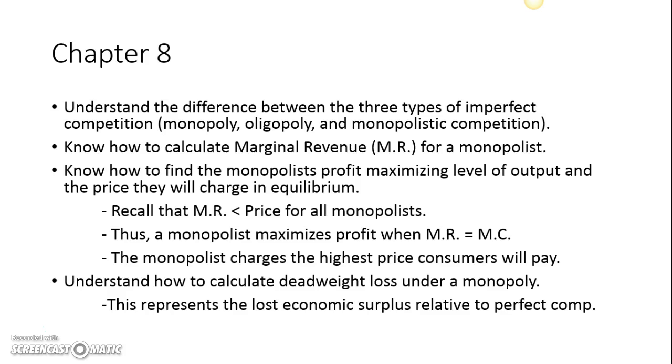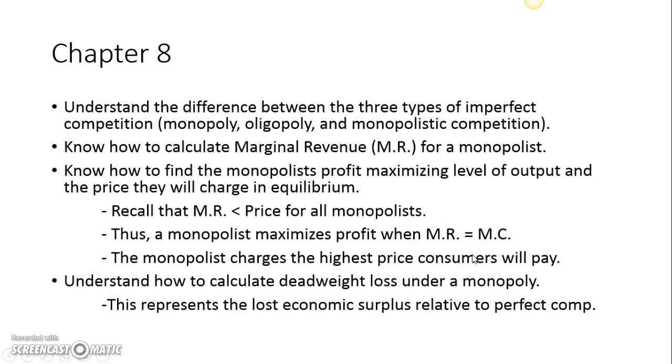You also want to know where the monopolist's profit maximizing level of output is. So you want to use the graphs to figure out where marginal revenue equals marginal cost. That's this right here. So that's going to determine the output. And then for the price, they're going to take that level of output and draw it all the way up to the demand curve, because that's the highest price that consumers are willing to pay.